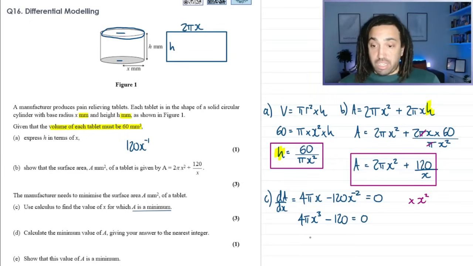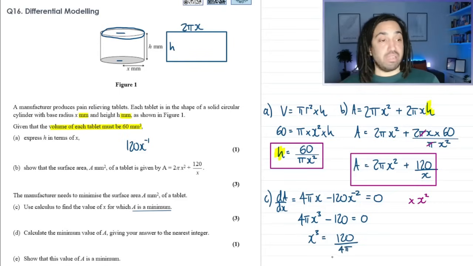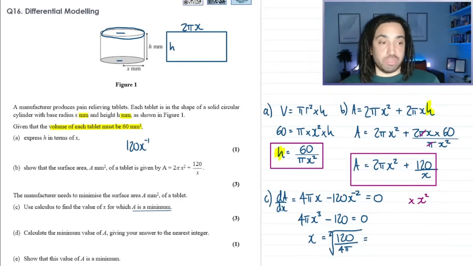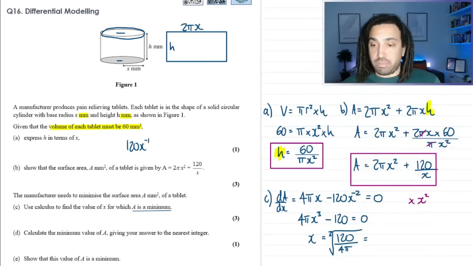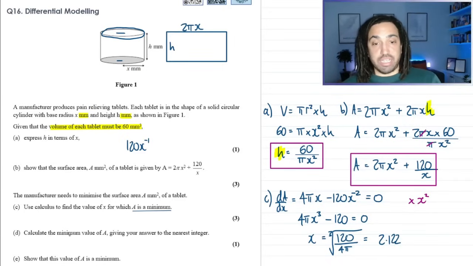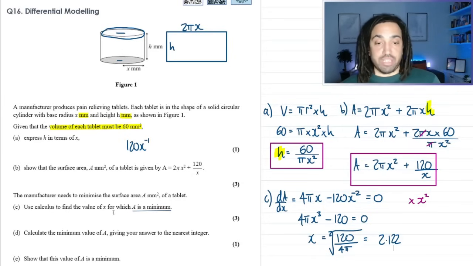Next, we can isolate the x cubed. So add the 120 to that side and then divide through by 4 pi. And then finally, we can take the cube root of both sides, like so. And this will give us our x value, which I will find on our calculator. Okay, I've just done that, and we've got 2.122. Perfect, so that is 2.122. Brilliant.